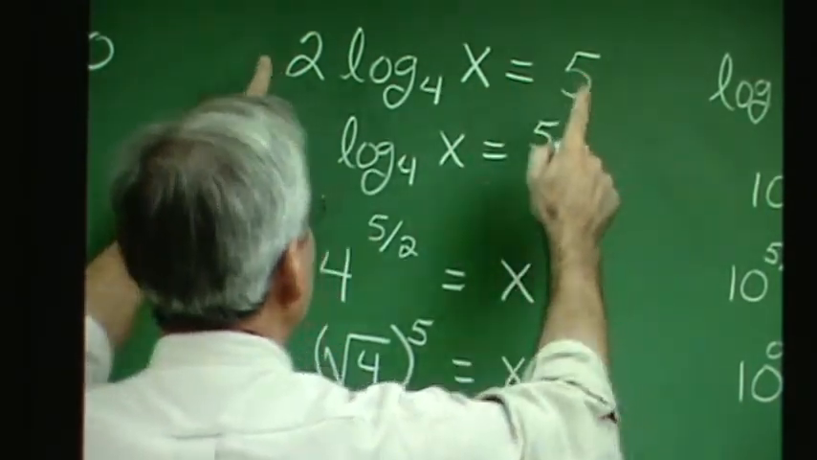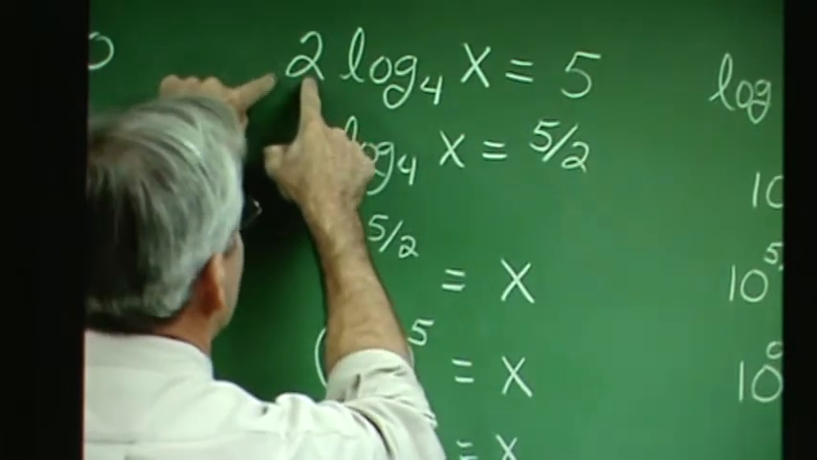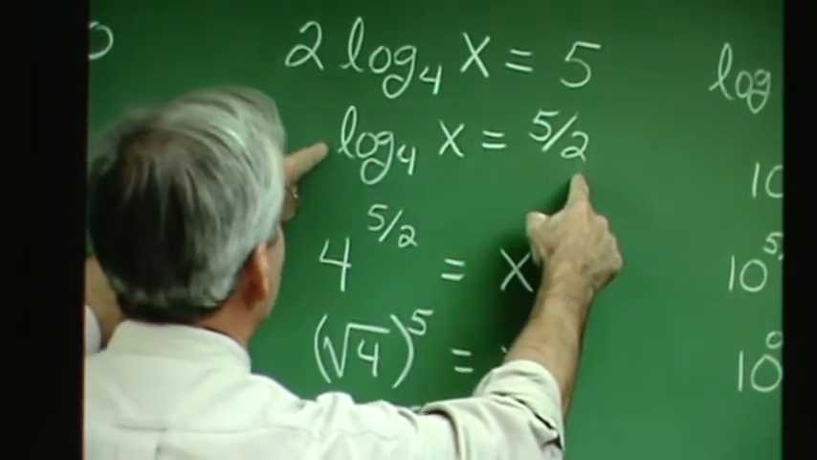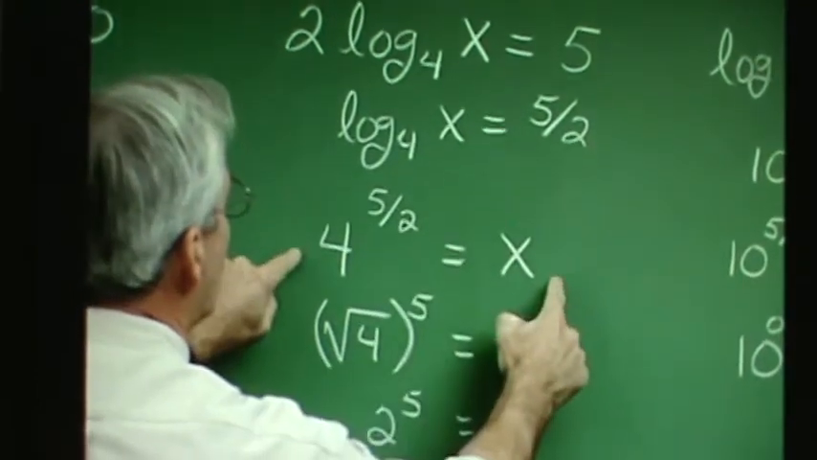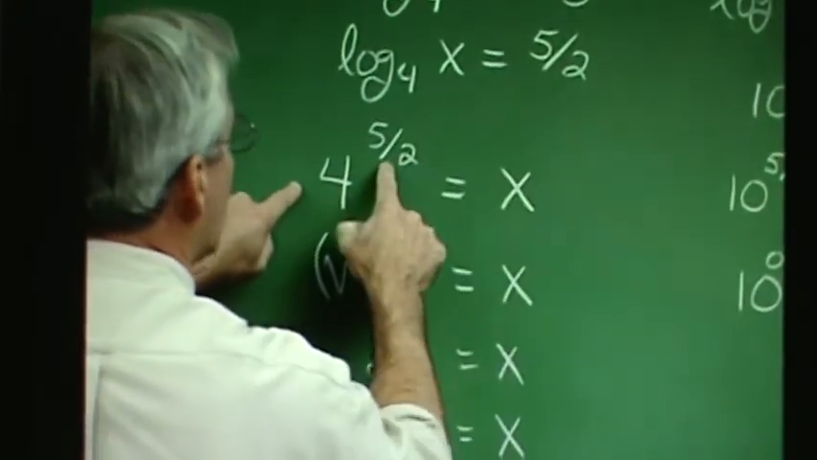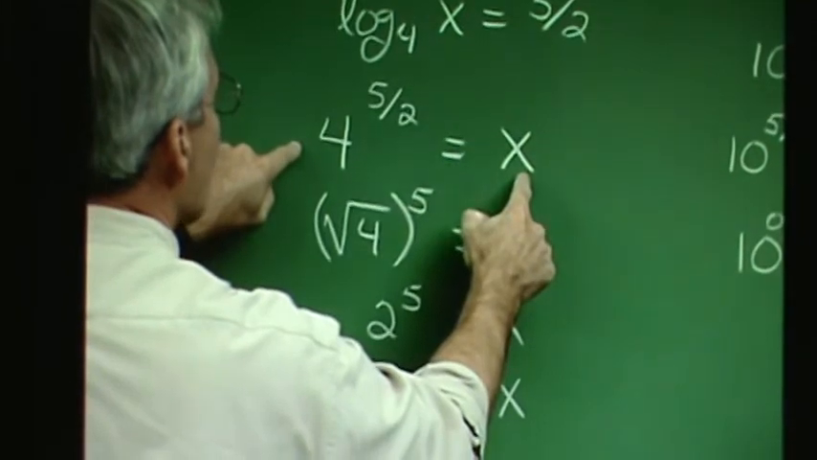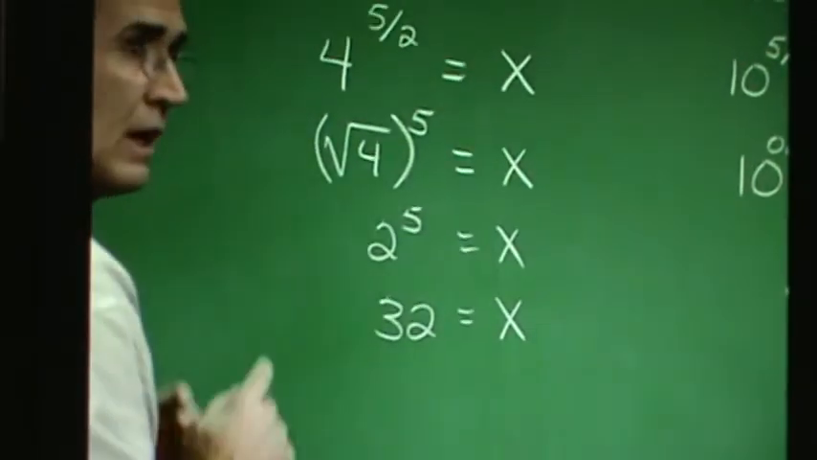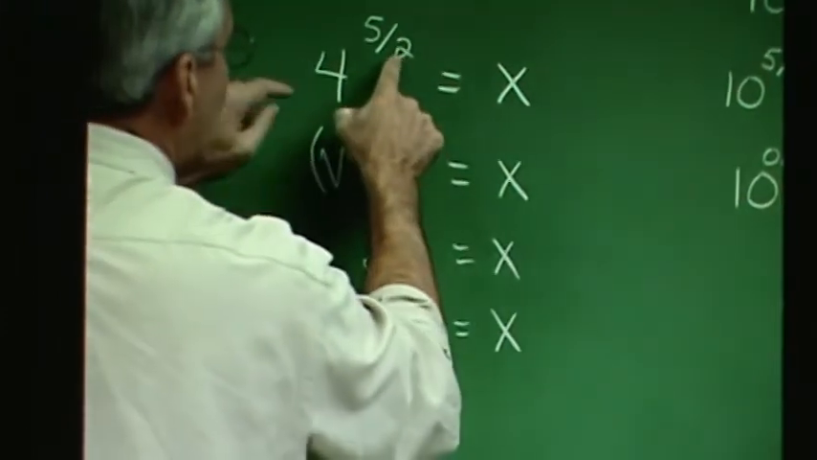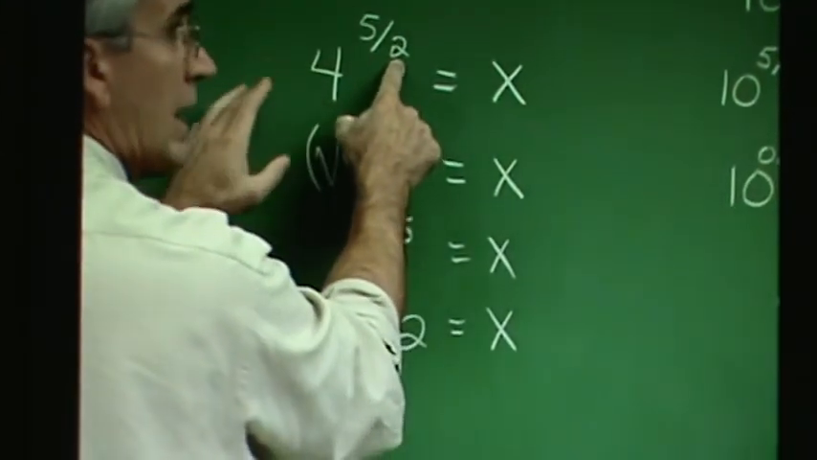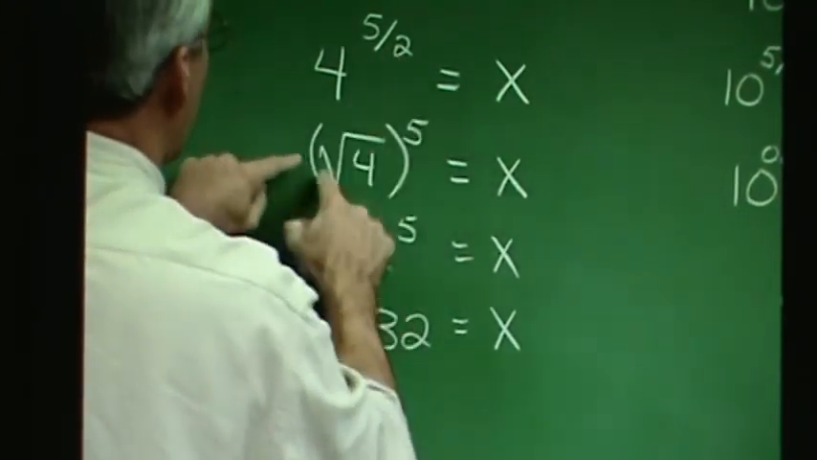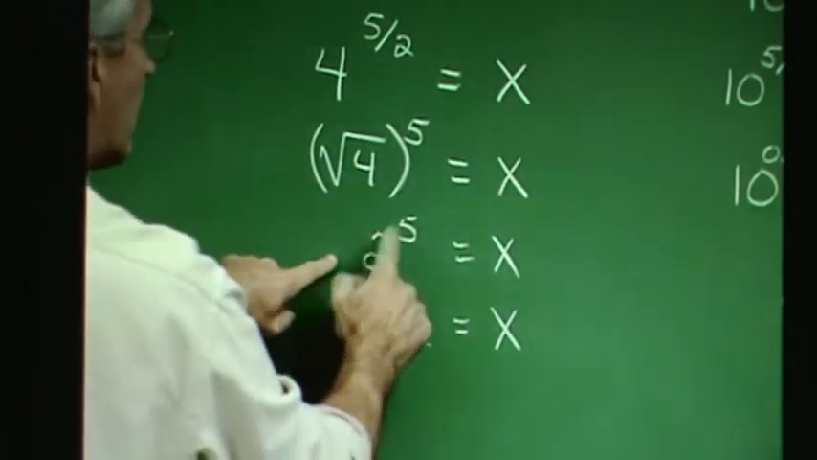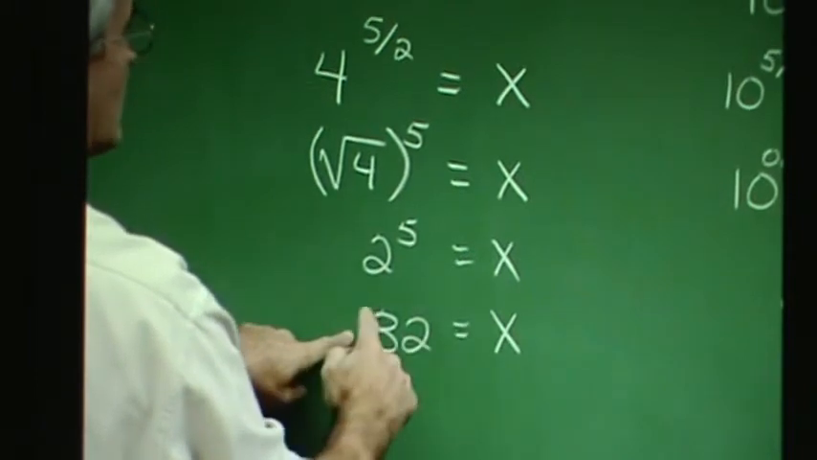So one way to deal with this is to clear this 2 by dividing on both sides by 2. And when we do that, we get this, and then we go into the exponential form. 4 to this exponent is equal to x. And then the fractional exponent implies a radical, and the index of the radical is the denominator of the fractional exponent, so this is the square root of 4 to the 5th power. Square root of 4 is 2, 2 to the 5th is 32, so x is 32.